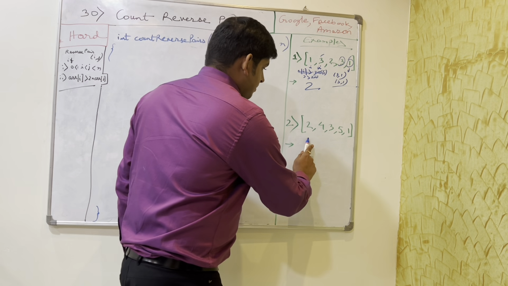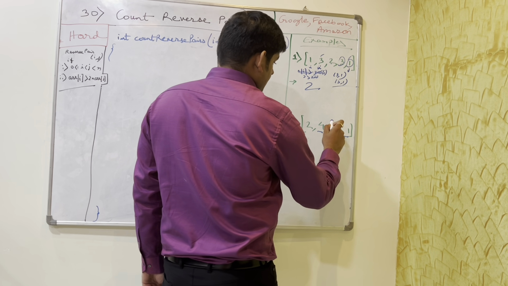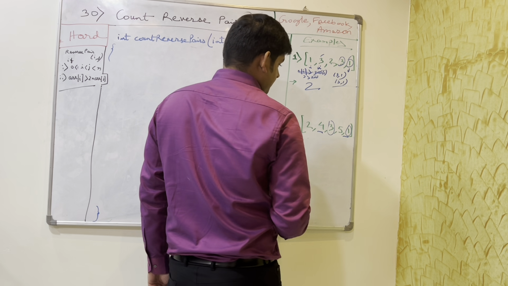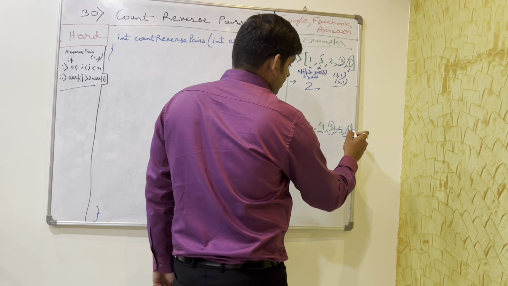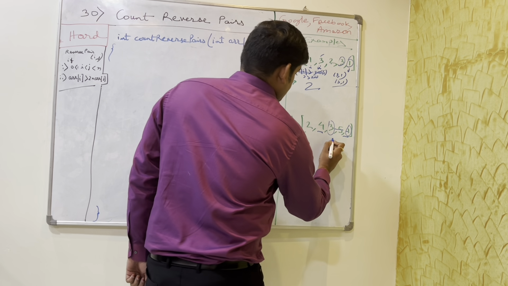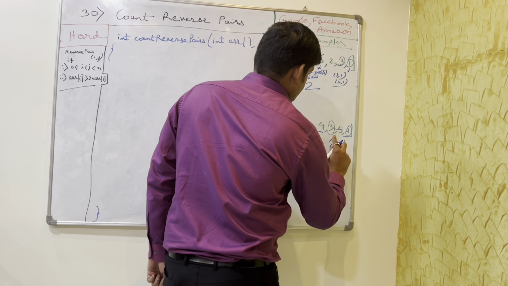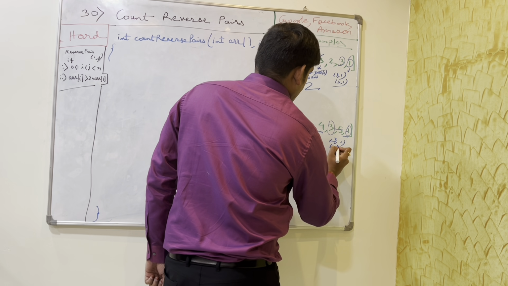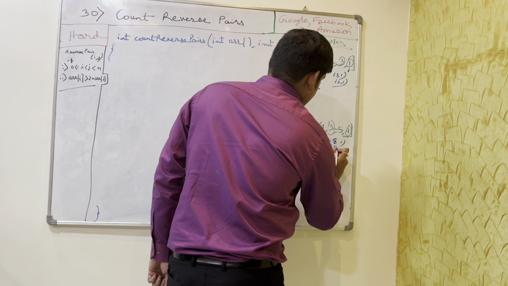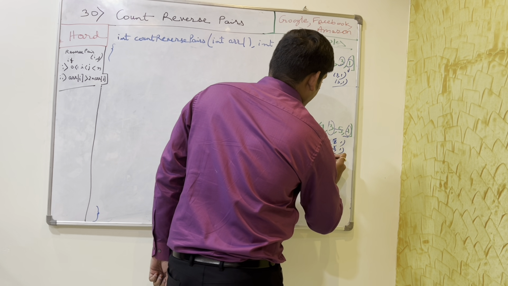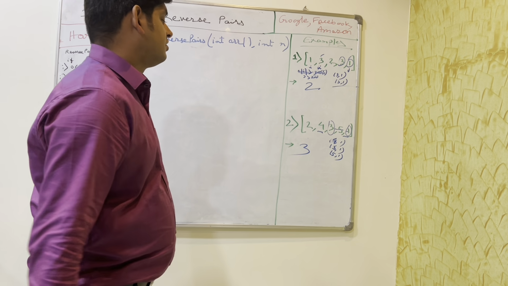In this example we can see that 4 comma 1 is a pair, 3 comma 1 is a pair, and 5 comma 1 is also a pair, right? 2 comma 1 is not a pair. So 4 comma 1, 3 comma 1, and 5 comma 1. These are three reverse pairs. So we need to return 3.